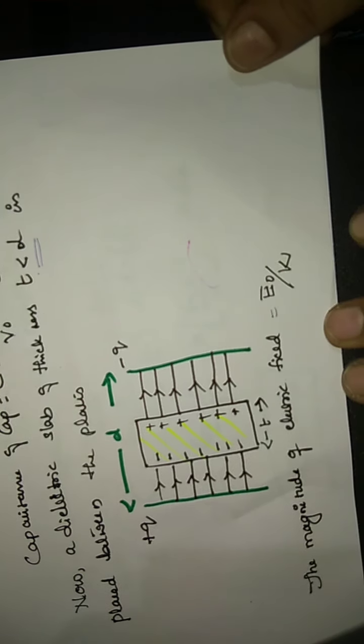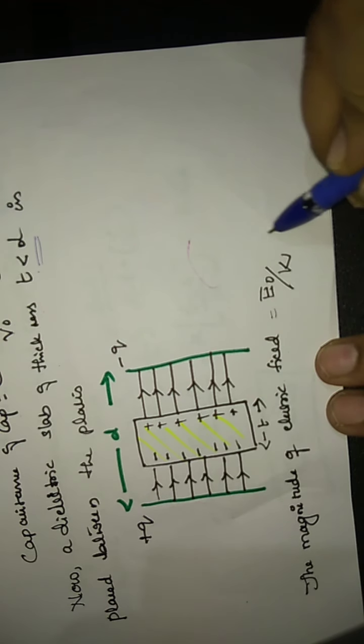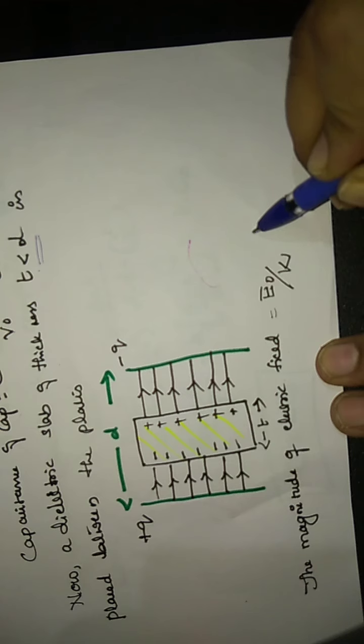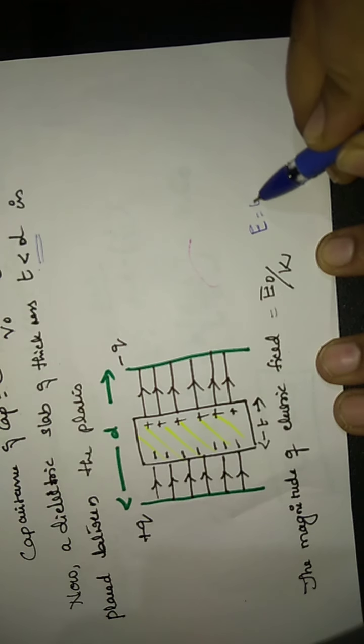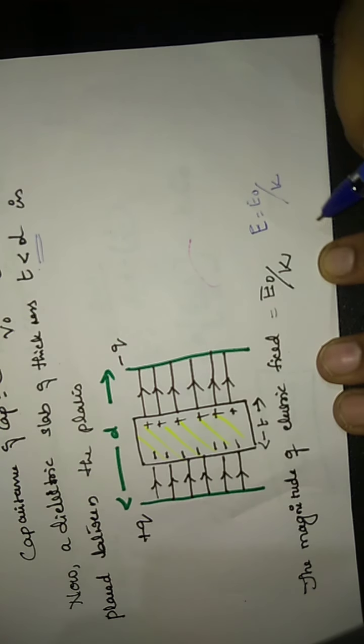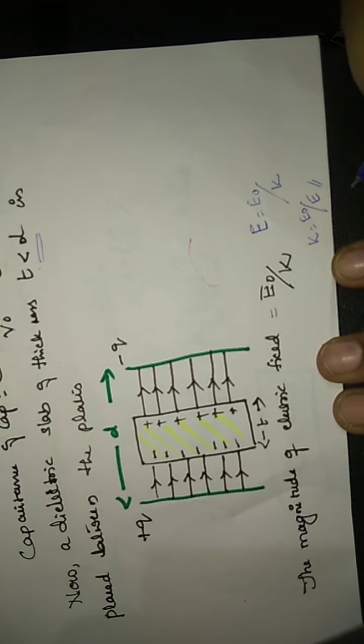Okay, so this is the thickness of the dielectric material, that is T. Now the magnitude of the electric field E when the dielectric is inserted between them is given by E is equal to E naught by K, as we know that K, the dielectric constant, is equal to E naught divided by E. In the previous class only I have explained about this.